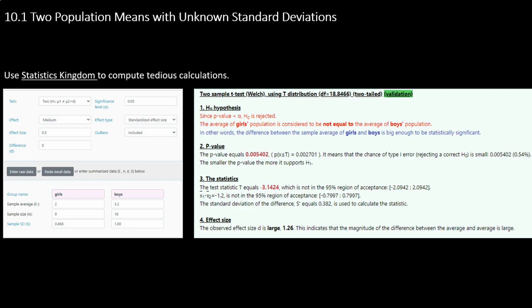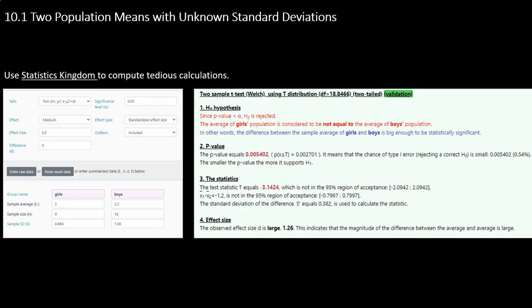It does jump right to the end conclusion. Our hypothesis is going to be rejected, just like we determined by doing the hypothesis testing by hand. The calculator takes in the information you give it and immediately produces the decision, reject the null hypothesis. And then it kind of writes a conclusion for you. The average of girls' population is considered to be not equal to the average of boys' population. Notice that the computer has no idea that we're talking about the number of hours spent playing sports each day. They just know that we're talking about girls versus boys because of the way that I named the groups.